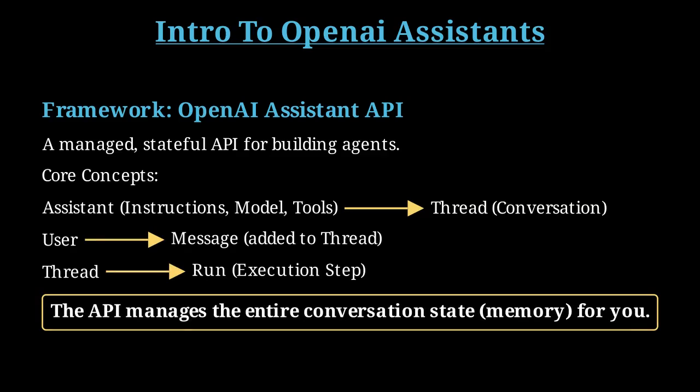The core concepts are the assistant, which is the configured agent with its instructions and tools, the thread, which represents a single conversation and maintains its state over time, messages that are added to the thread, and a run, which is the process of the assistant executing on the thread's messages. It automatically handles the conversation history, so you don't need to manage it yourself.